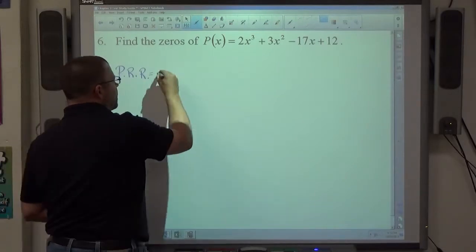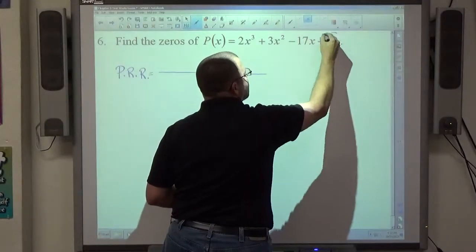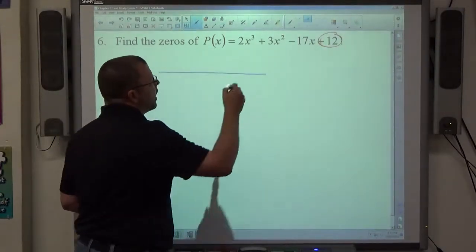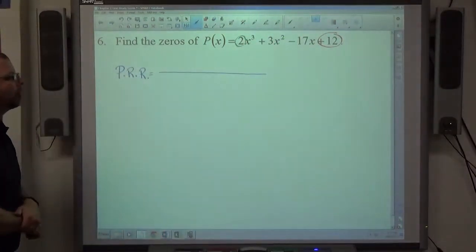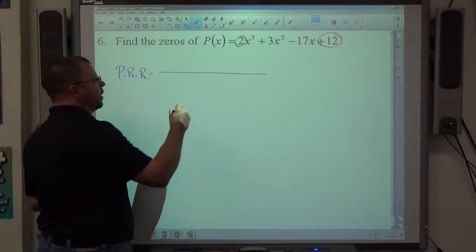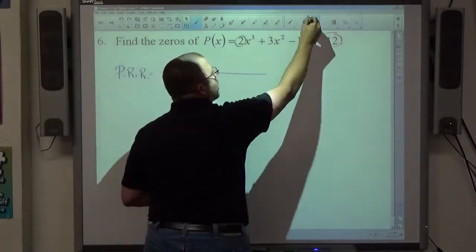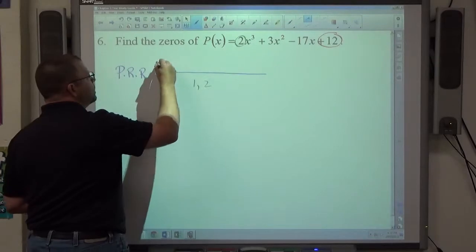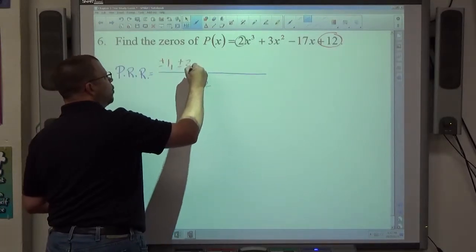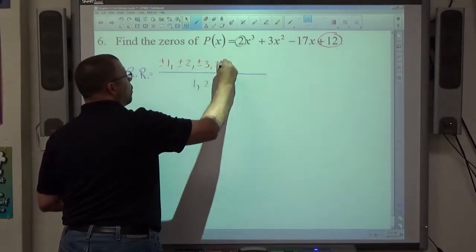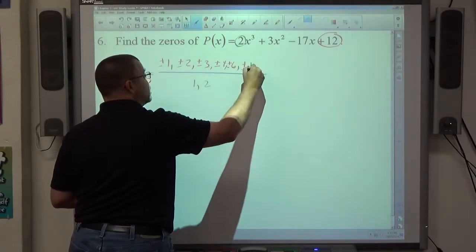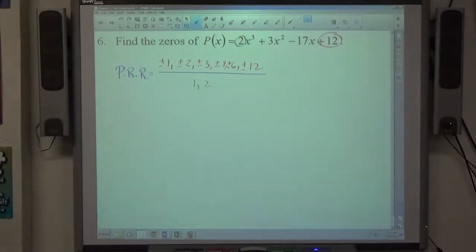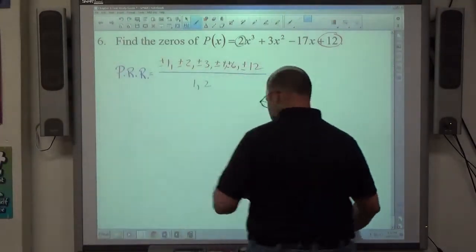And we get that by taking all the factors of the constant on top and all the factors of the coefficient of the highest power, the lead coefficient, on bottom. So obviously 1 and 2 are the only factors of 2. And plus or minus 1, 2, 3, 4, 6, and 12 will be all the factors of 12. Be careful you don't leave any off.